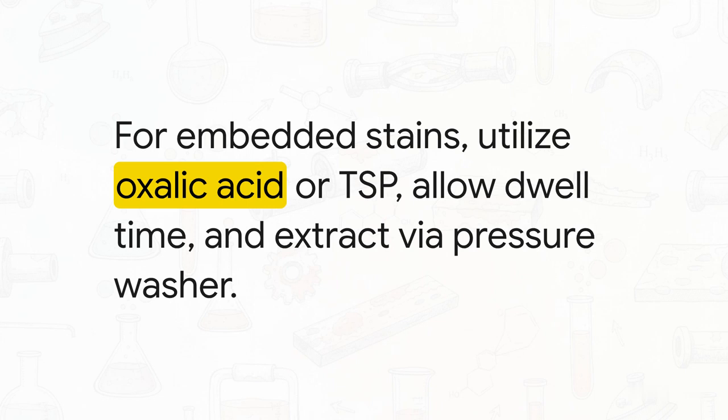For deeply embedded stains in concrete, those mild acids simply won't cut it. You have to utilize powerful chemical cleaners containing oxalic acid or diluted trisodium phosphate, known as TSP. Oxalic acid acts as an aggressive complexing agent, literally stripping away the toughest embedded stains. But you have to allow sufficient dwell time for it to actually penetrate those pores, and then forcefully extract the solution with a pressure washer. And for sure, always wear proper safety gear here, and be ready to do post-cleaning touch-ups, because these strong acids can easily strip away decorative concrete coatings too.